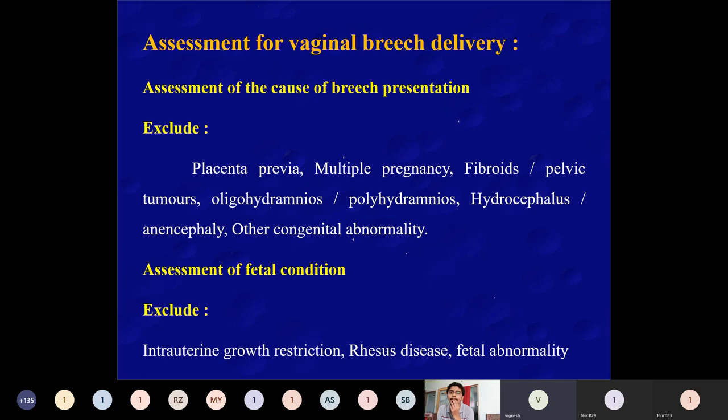Assessment for vaginal breech delivery. As to the cause, you have to exclude placenta previa, multiple pregnancy, fibroid, pelvic tumors, oligohydramnios, polyhydramnios, hydrocephalus, anencephaly, and other congenital abnormalities. Also, assessment of the fetal condition: exclude intrauterine growth restriction, and any other abnormality should be looked for. Especially Rh incompatibility should be excluded.